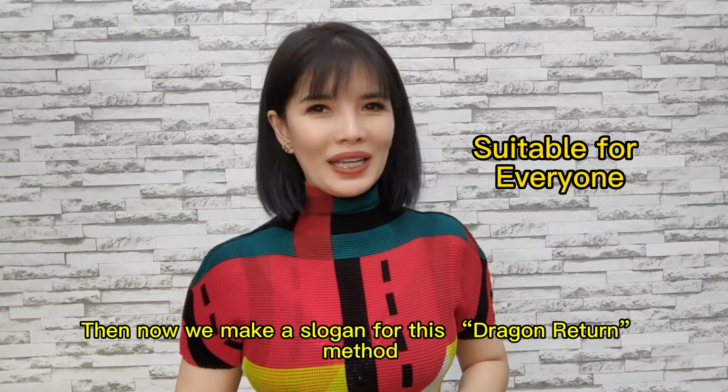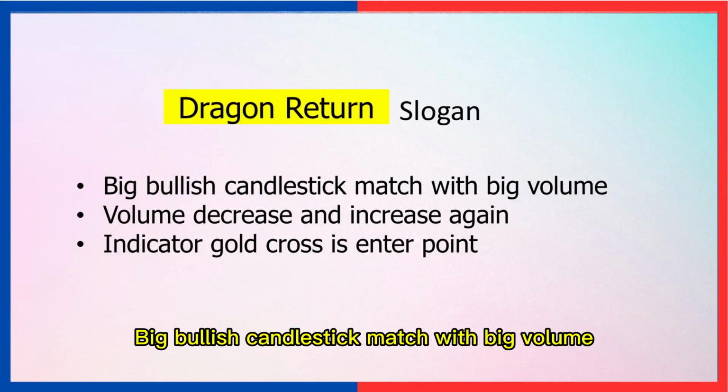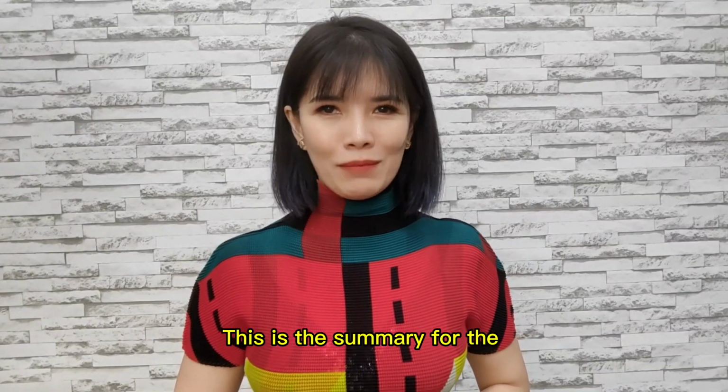Now, we make a slogan for this Dragon Return method. Big bullish candlestick matches with big volume. Volume decreases and increases again, indicator golden cross is the entry point. This is the summary for today.